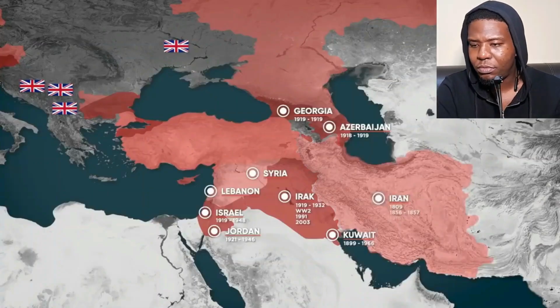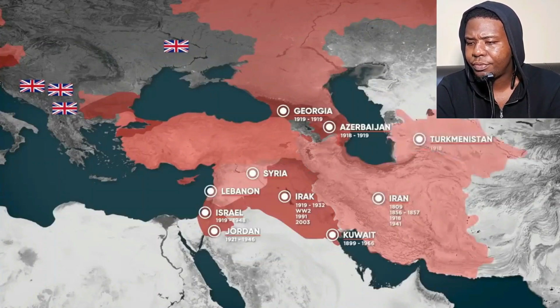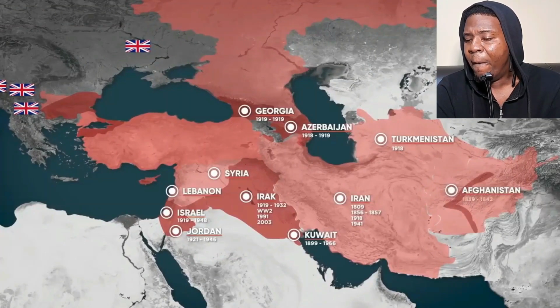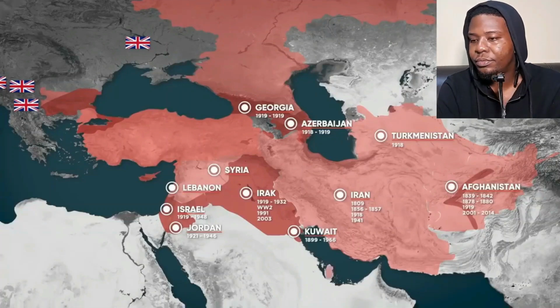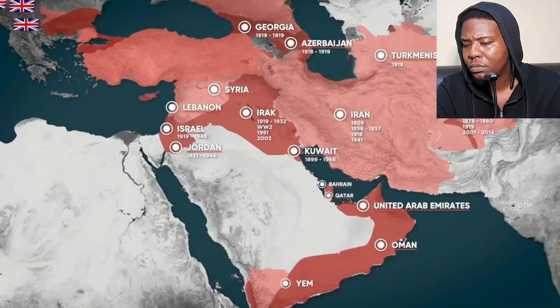Iran has been invaded at least 3 times, with the most notable example being the joint Anglo-Soviet invasion of 1941. Turkmenistan was invaded in 1918 to prevent Bolshevik influence from spreading any further. Afghanistan is a favorite British invasion spot since it's been invaded in 1839, 1878, 1919, and again in 2001. Qatar, Bahrain, the United Arab Emirates, and Oman were all controlled by the British until the early 1970s, while a chunk of Yemen was controlled for over a century between 1839 and 1967.